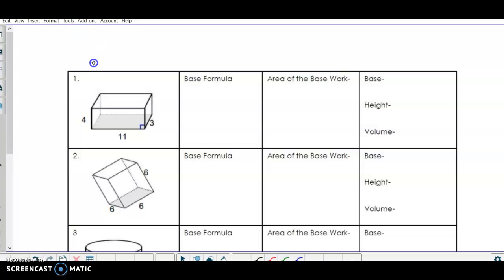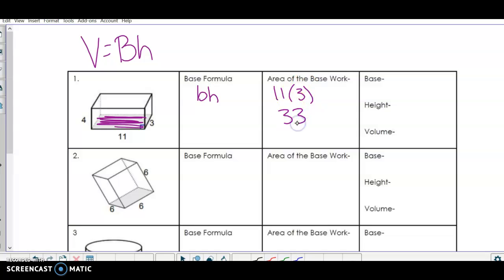This is our final lesson on volumes, so we're going to take all of the volumes that we have learned and use them. So remember, volume is big B times H. Our base formula on number 1 here that we would put in for big B is base times height. I'm going to shade my base. So I'm going to have 11 times 3 is 33. That is my big B. My height is 4. I know that 33 times 4 is 132. There are no units. We'll make up some units. We'll put inches cubed.